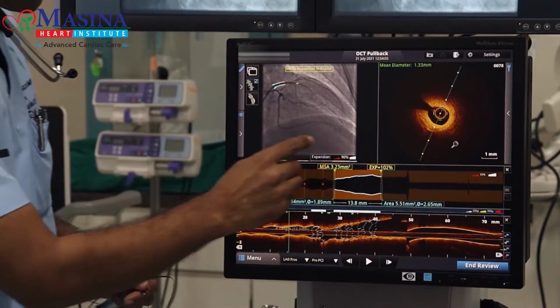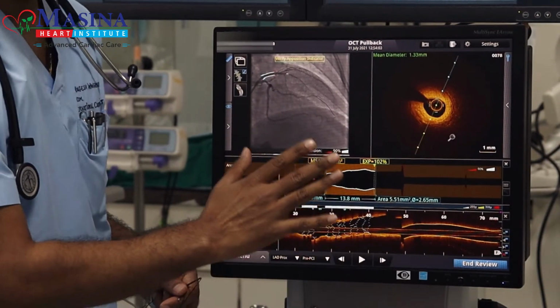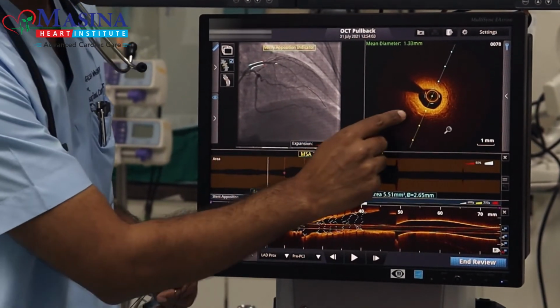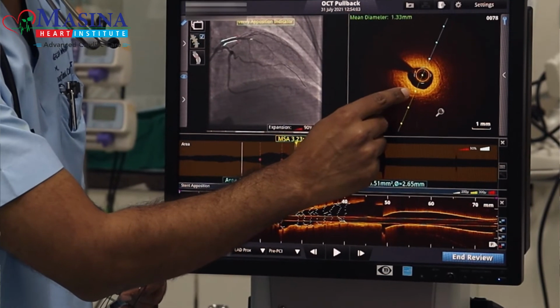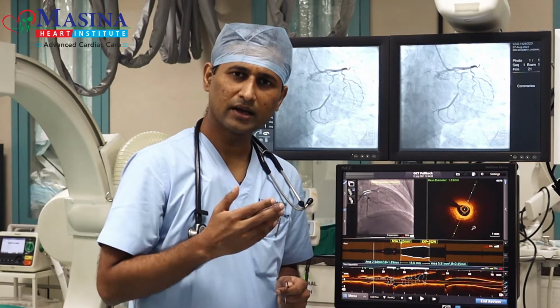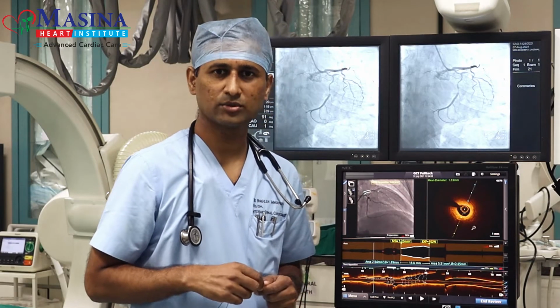In this case, we can see the blood vessel plaque. This is the composition of the blood vessel, which tells us what the plaque is made up of, and based on this we select our gadgets, our tools, and try to optimize the outcomes of the angioplasty.